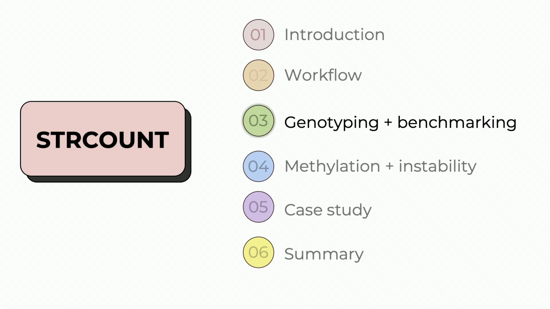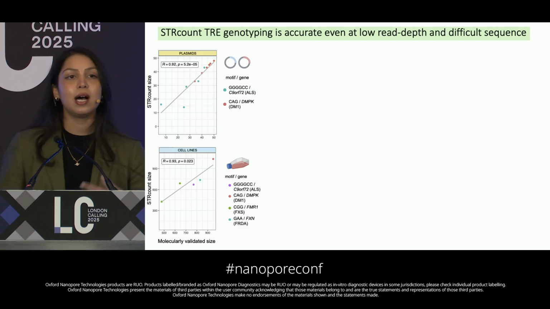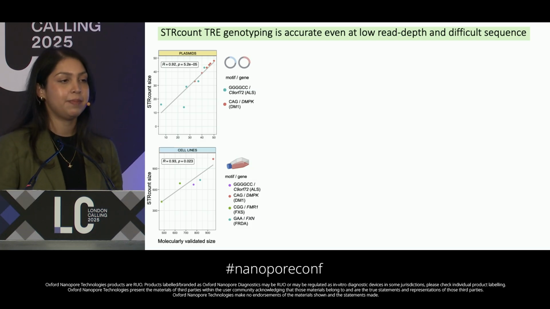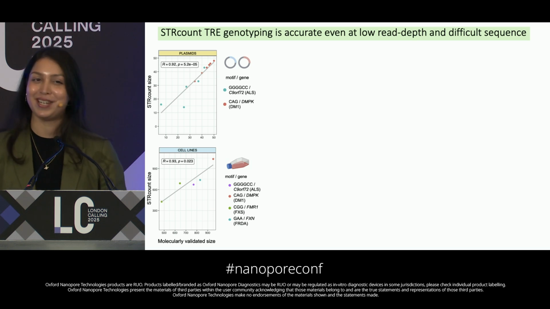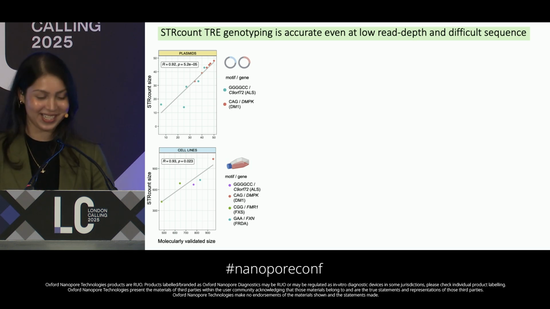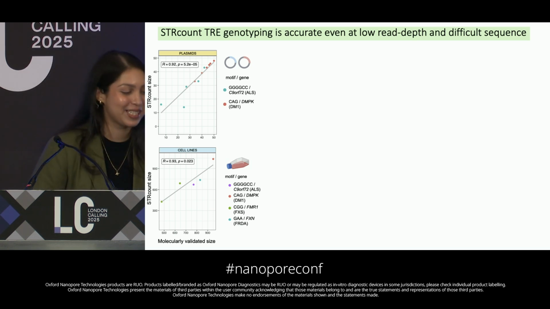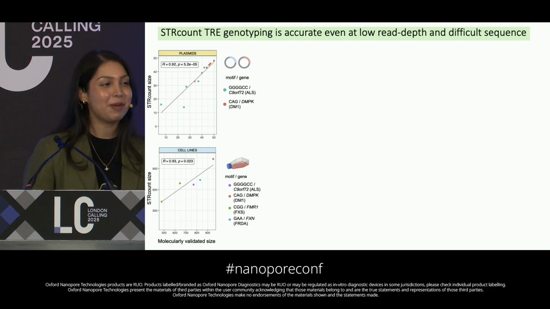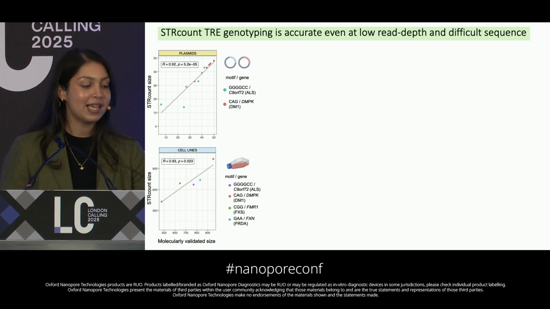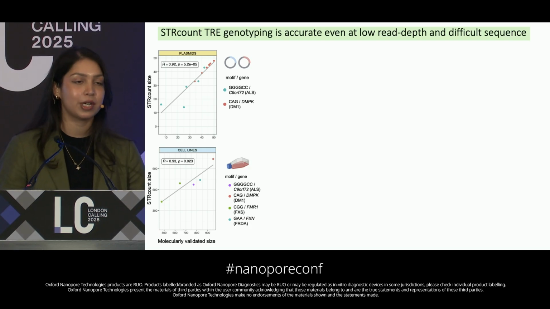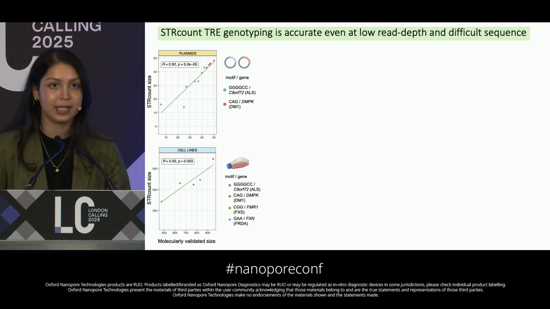Now, just to get into a little bit of genotyping and benchmarking to show you how well this tool is working in our hands. So I molecularly validated repeats in both plasmids and in cell lines using Southern blots and repeat-primed PCRs, which did take a while, but that's what we do. And on the top graph, you'll actually see the plasmids, and in the bottom graph, you'll see Coriell cell lines with various different repeat expansions.